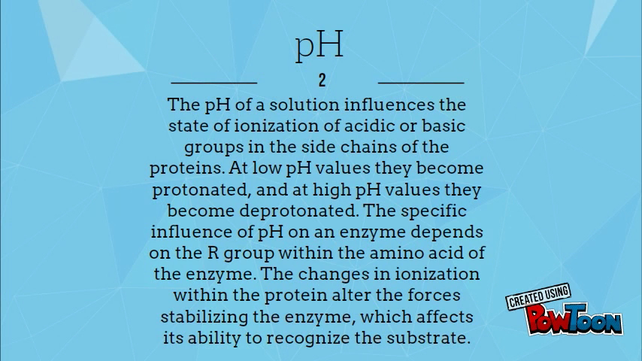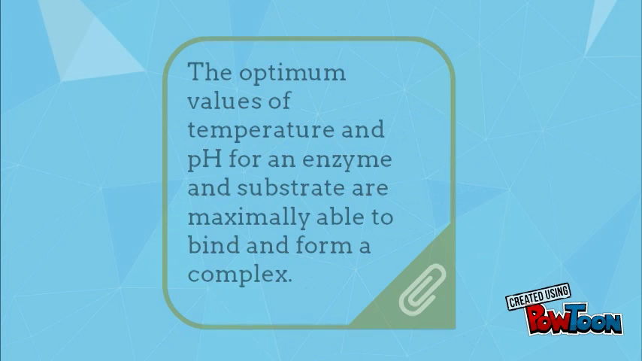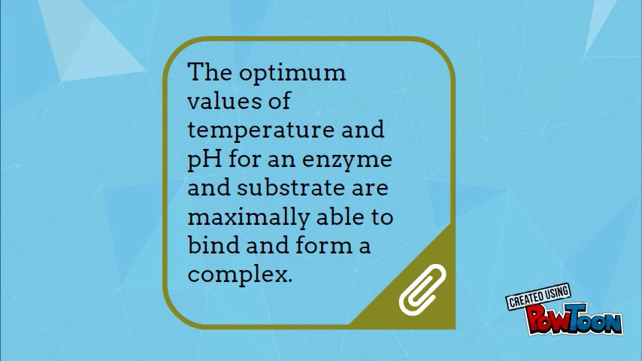The pH of a solution influences the state of ionization of acidic or basic groups in the side chains of the proteins. However, the specific influence of pH on an enzyme depends on the R groups within the amino acids of the enzyme. The changes in ionization within the protein alter the forces stabilizing the enzyme, which affect its ability to recognize the substrate. Similarly to high temperatures, pH values differing from the range desired for the enzyme can also denature it.